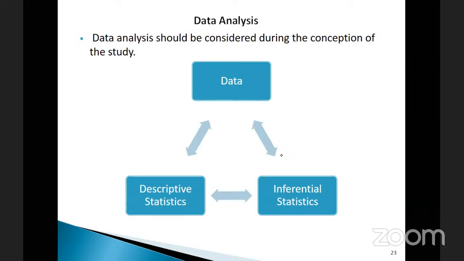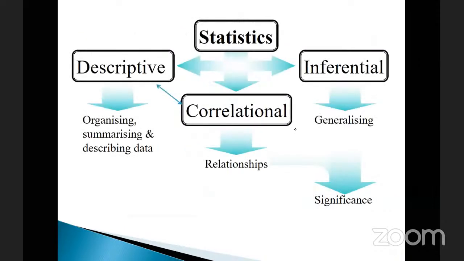And there are two types of analysis. We have descriptive and we have inferential statistics. You have descriptive, organizing, summarizing, and describing data, and have inferential, generalizing, and leading to significance, that's hypothesis testing, or correlational statistics, which looks at relationships. Correlation is actually a type of descriptive statistics. But if you are now determining significance, then it becomes inferential.